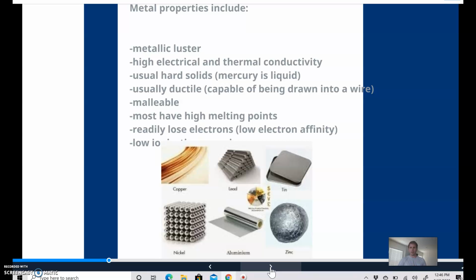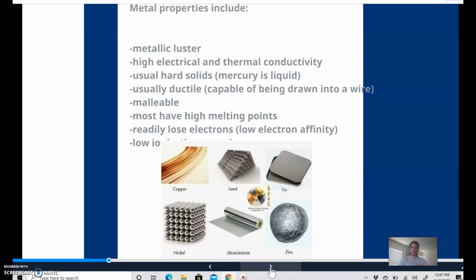They have higher melting points. Going back to that, they're mostly solid. They require a lot of energy in order to break down into liquids and even further into gas. They readily lose their electrons, and they have a low ionization energy.